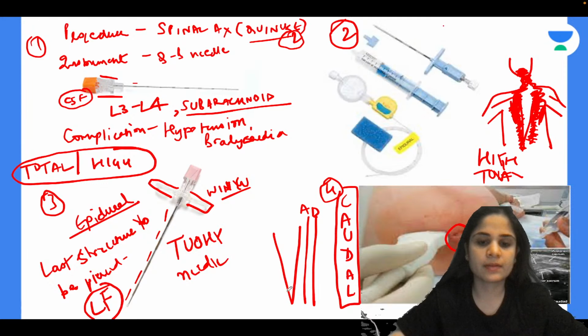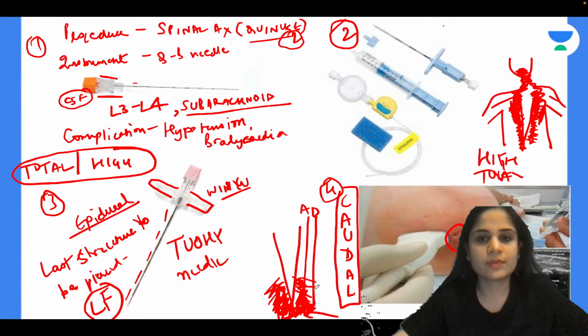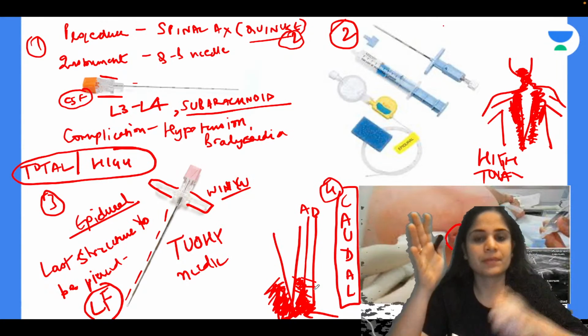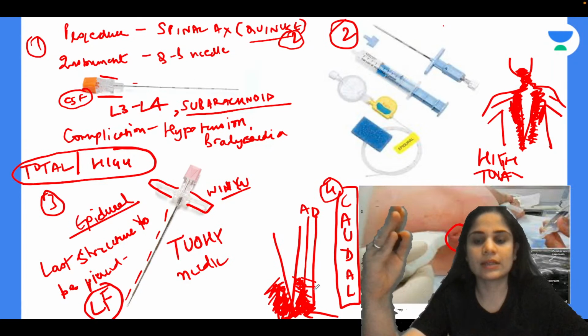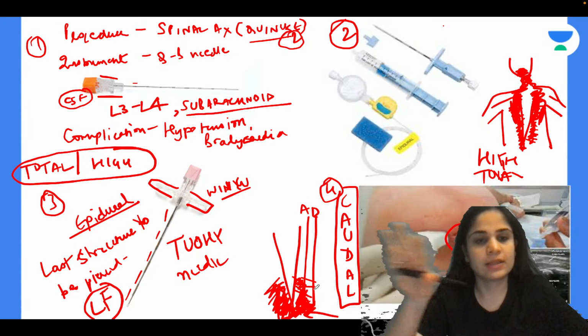So suppose I am giving, this is the end of the spinal cord. Okay, so from here I am giving the drug. This is called as cauda equina. So the drug spreads in the sacral spinal nerves, as you can see in the picture, and it blocks mainly the lower thoracic, the lumbar and the sacral spinal nerves. So if a child is undergoing surgery of the lower limb, then you can give this type of caudal anesthesia for pain relief in the child.